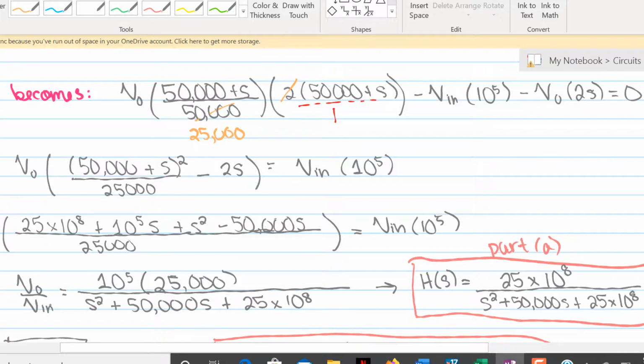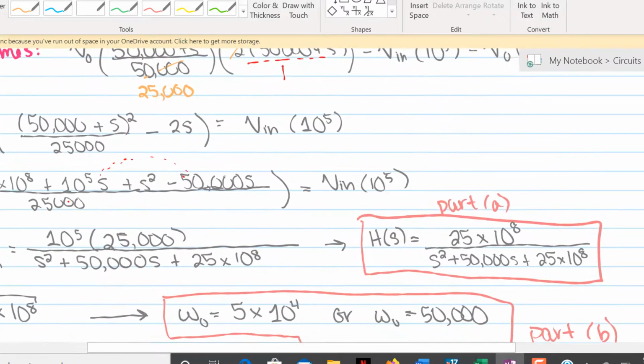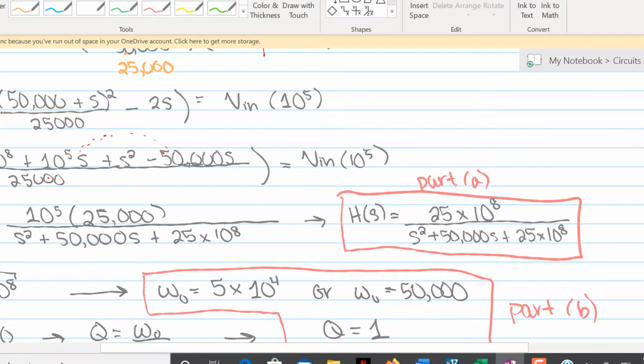So I divided by Vin, multiplied by the reciprocal of this, but I combined those 2 terms to get plus 50,000. There you see that's my new denominator. The 25,000, when I multiplied by the reciprocal, got moved up in the numerator. Then 25,000 times 10 to the 5th is the same as 25 times 10 to the 8th, and I left the denominator like it is. That's my transfer function. And now it's the same as all the other problems.